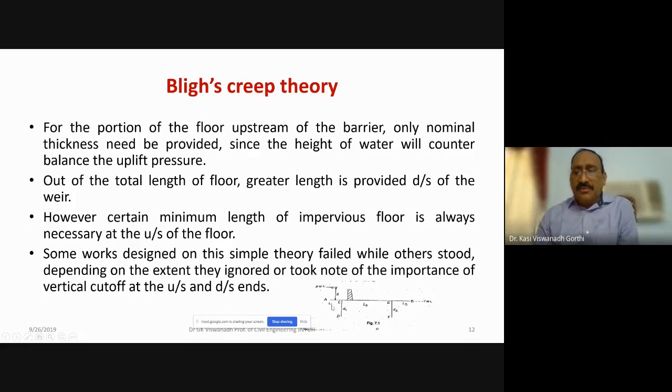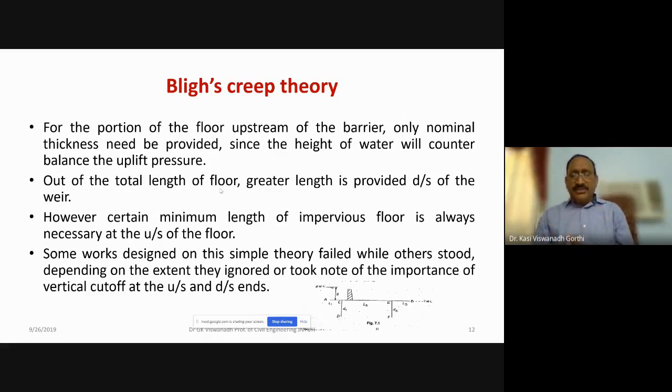If you see here, from A to this portion is very small, whereas from the downstream portion of the weir up to the point B, the length is more. The length of the apron is more. Out of the total length of the floor, greater length is provided on the downstream side of the weir. However, a certain minimum length of impervious floor is always necessary at the upstream of the floor also, by providing nominal thickness. Some works designed on this simple theory failed while others stood.